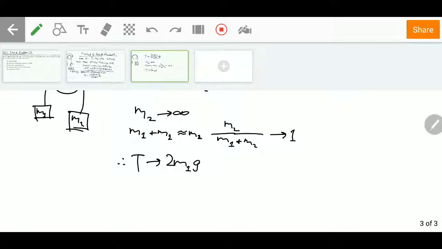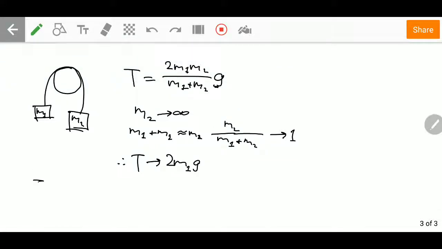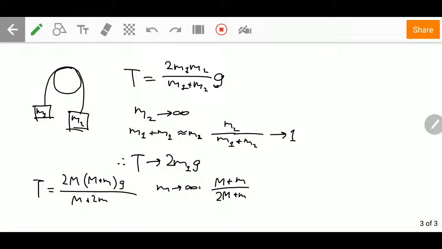Let me go back here. So we had T equals (2Mm g)/(M + m)... well, as little m goes to infinity, (M + m)/(2M + m) is going to approach 1, which means that T is actually going to approach 2Mg. And you see that T is increasing and approaching this value.